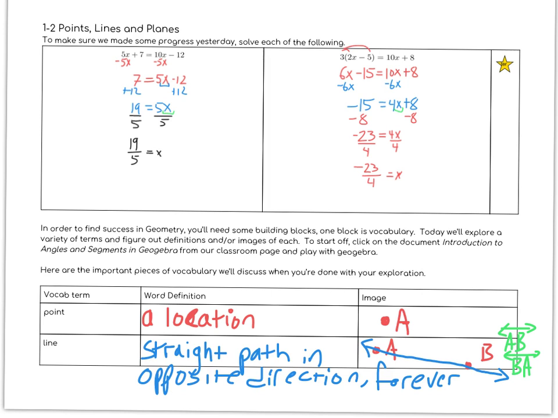In the third way, sometimes we use just a single letter to indicate a line. We often use lowercase, and we often use cursive for this. So I might call this line L as a third way to name it.